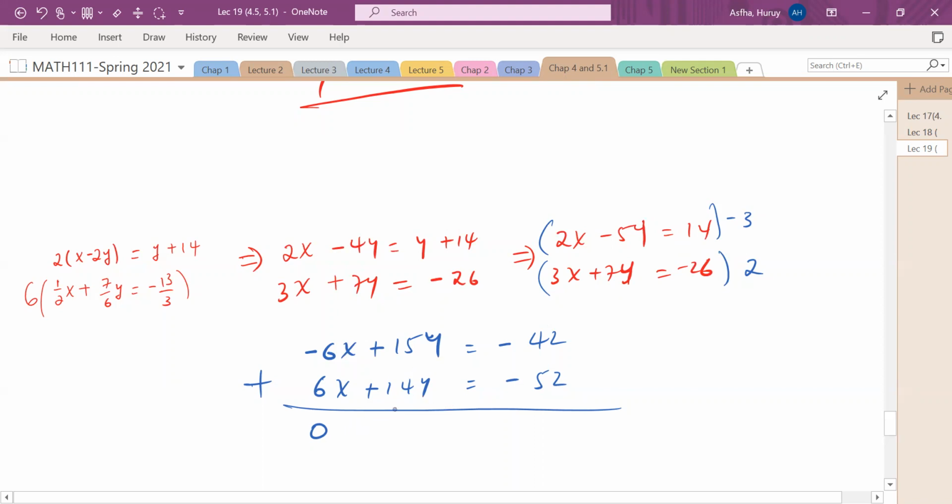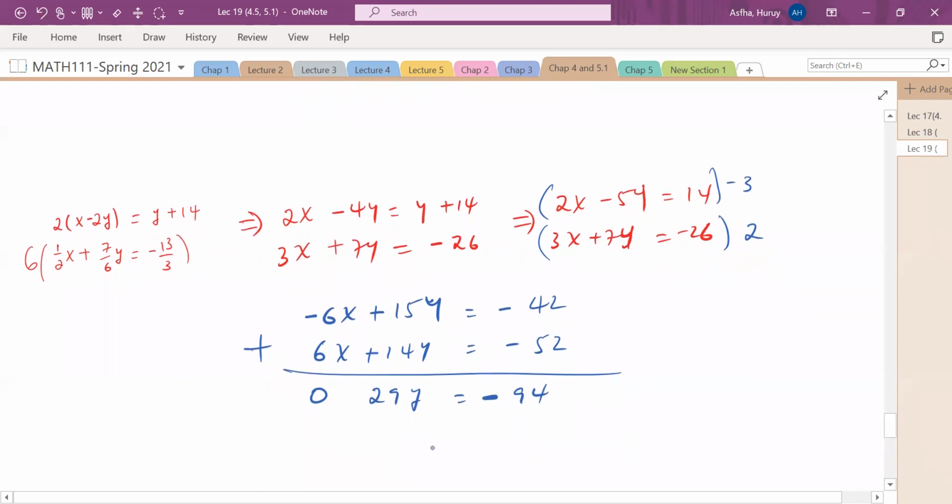So we have 0, and this is 29y equals negative 94, and then we have y equals negative 94 over 29. Did I miss something here?